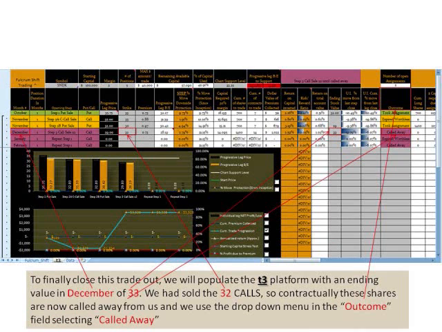To finally close this trade out, we will populate the T3 platform with an ending value in December of 33. We had sold the 32 calls, so contractually these shares are now called away from us, and we use the drop-down menu in the Outcome field, selecting Called Away.